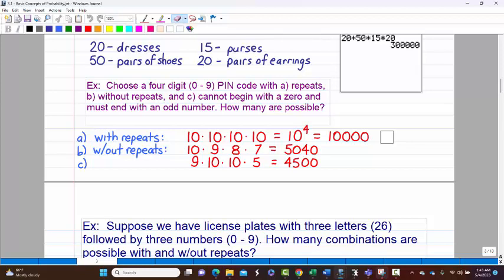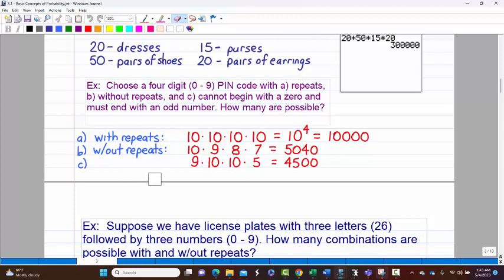Now, if you can't repeat, that means all 10 of them are available the first time. But whatever you chose the first time is not available the next time. So it goes down to 9 choices. Then the first 2 are not available for the next one, so you're down to 8 choices, so it just keeps decreasing by 1. And then for the last one, none of the first 3 are available, so there's only 7 left. So 10 times 9 times 8 times 7 equals 5,040. Just multiply that out in the calculator, nothing to it.